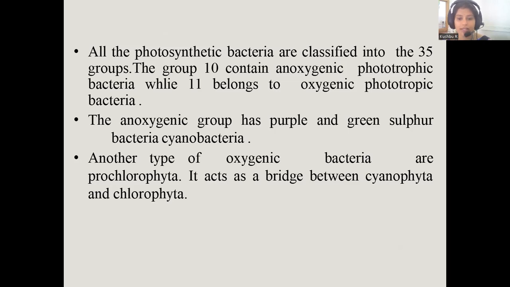In the case of oxygenic bacteria, as we all know, it would be cyanobacteria. Cyanobacteria is the best example for oxygenic phototrophic bacteria. Here we are going to learn about the cyanobacteria and chlorocyanobacteria.